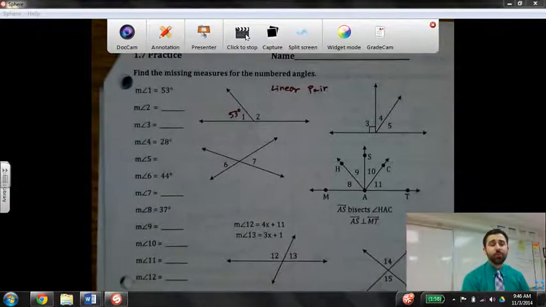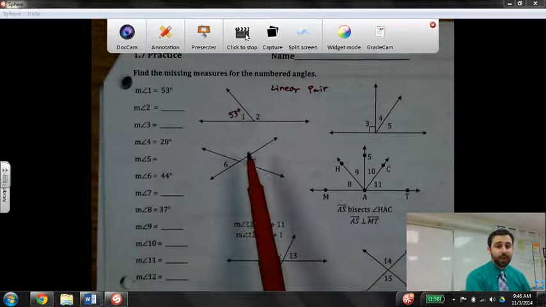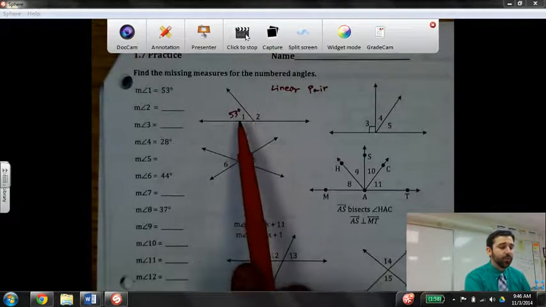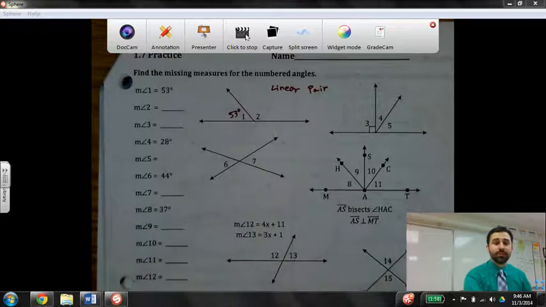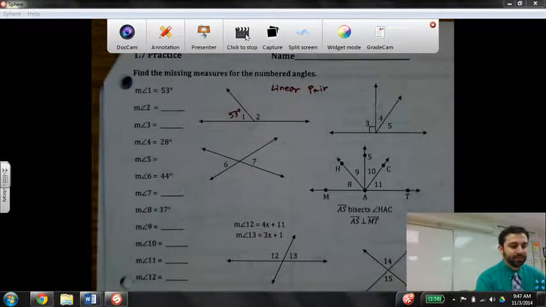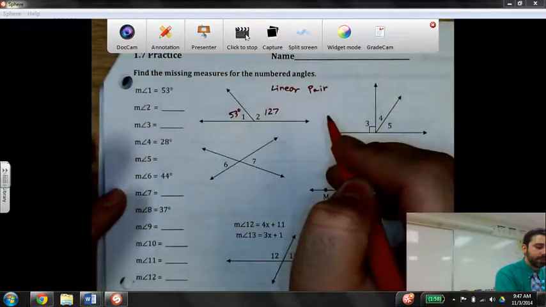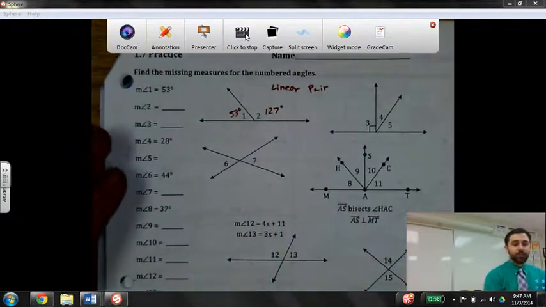From what we know about supplementary angles, we know that the measure of angle 1 and angle 2 have to add up to 180. So I can say 180 minus 53 to get the measure of angle 2, which is 127.